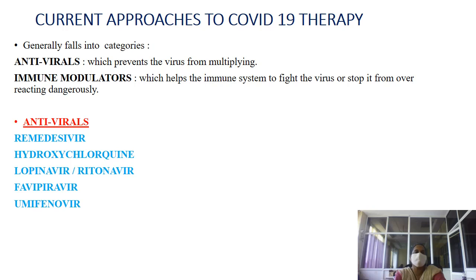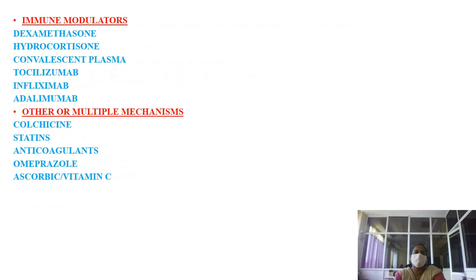Therapies generally fall into categories. Antivirals prevent the virus from multiplying. Immunomodulators fight the virus or stop it from overreacting dangerously. Antivirals like remdesivir, hydroxychloroquine, lopinavir, favipiravir and imipenem can be given. Immunomodulators like dexamethasone, hydrocortisone, convalescent plasma, tocilizumab, infliximab, adalimumab can be given. Others have multiple mechanisms: colchicine, statins, anticoagulants, omeprazole, vitamin C, that is ascorbic acid, can be given.